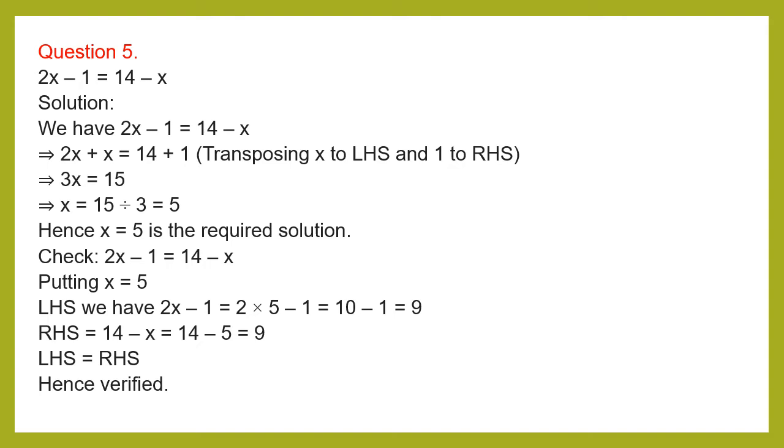Now come to question number 5, children. In question number 5, 2x minus 1 equals 14 minus x. Let us take the equation. 2x minus 1 equals 14 minus x. If we transpose this minus 1x to this side, it becomes plus 1x. 2x plus 1x equals 14 minus 1; the minus 1 comes to this side and becomes plus 1. 14 plus 1. 2x plus 1x means 3x equals 14 plus 1, which is 15.